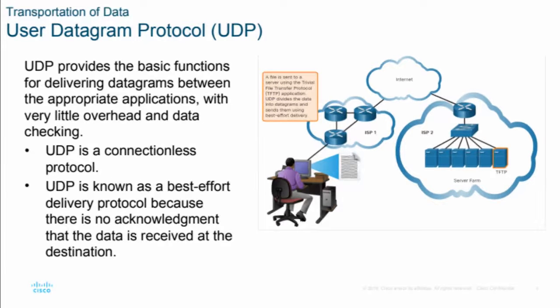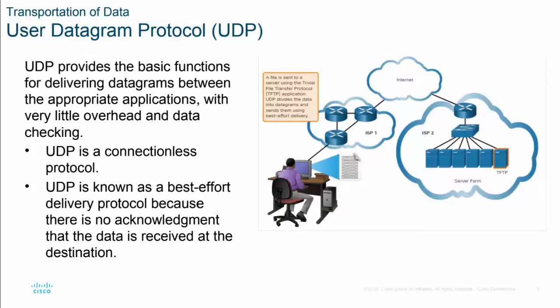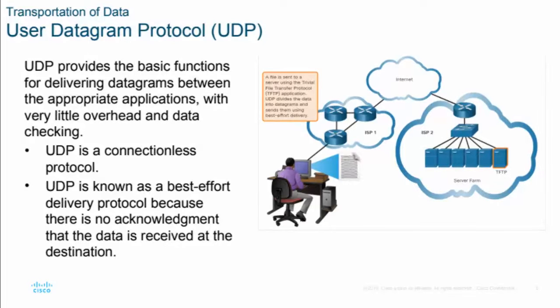The other protocol is UDP. UDP is unreliable, but it is fast. It is a connectionless protocol. It will just send. It does not wait to establish a connection, it just sends. It is known as a best effort delivery protocol because there is no acknowledgement that the data is received at the destination.